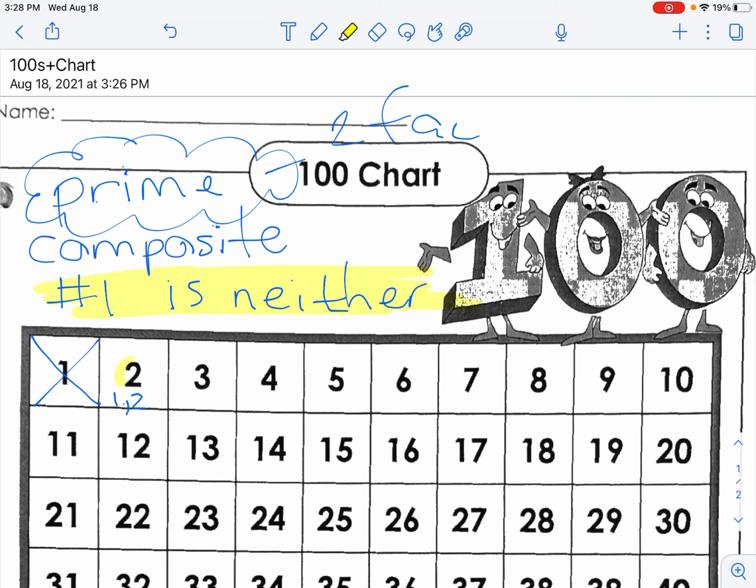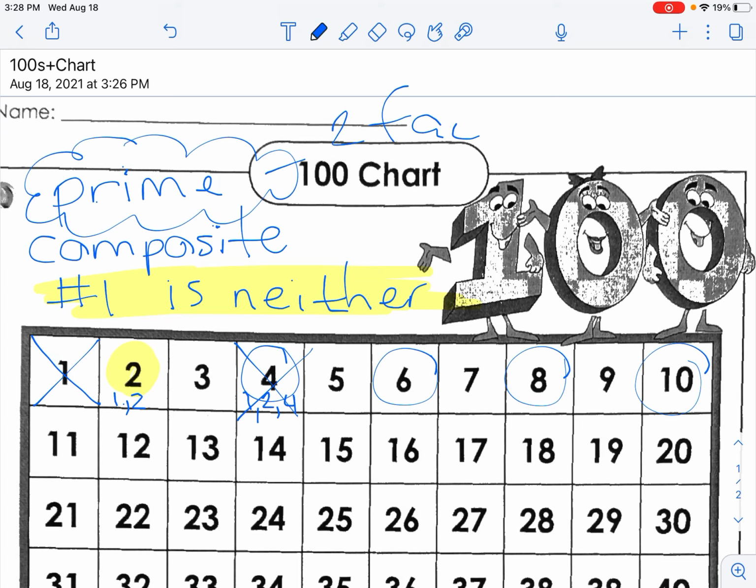So I'm going to highlight the number 2. So let's look at the numbers 4, 6, 8, 10, and so on. So I know the number 4 has factors of 1 and 4. I also know the number 4 is an even number. All even numbers have 2 as a factor. So because 4 has 3 factors, it's actually a composite number, so we're going to cross it out.